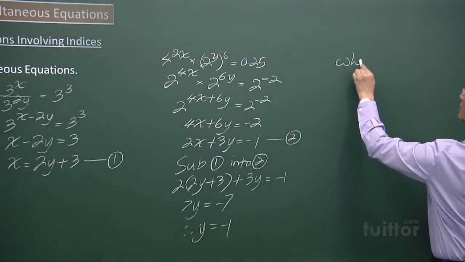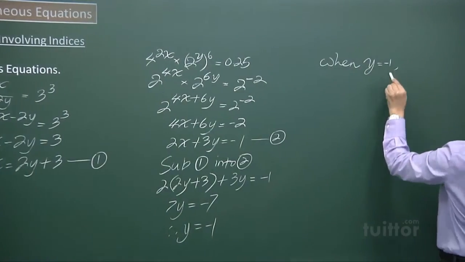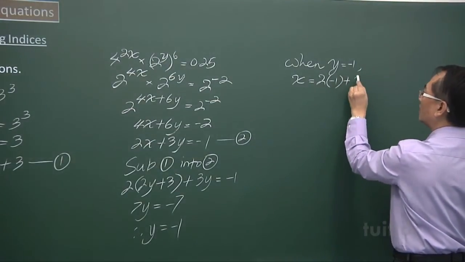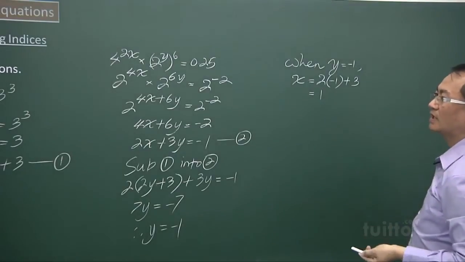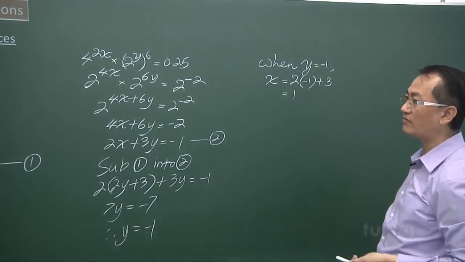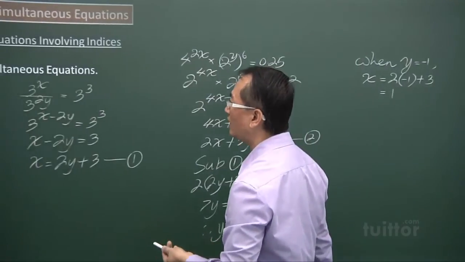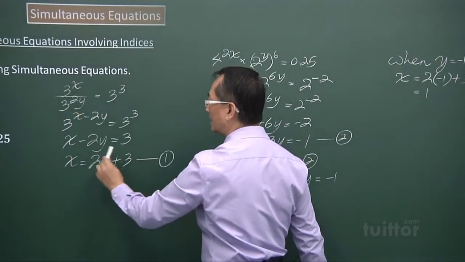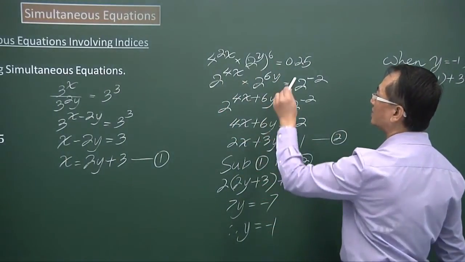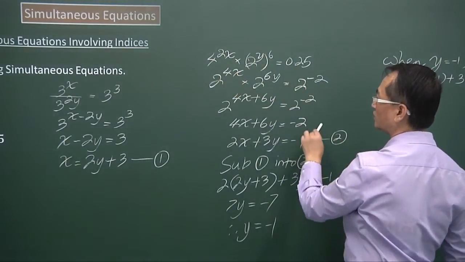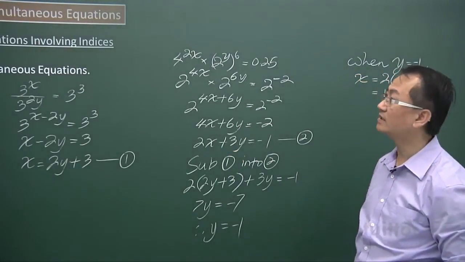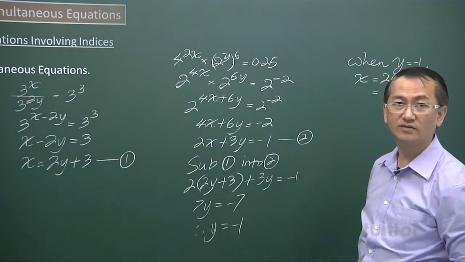So when y is equal to negative 1, the x value would be 2 times negative 1 plus 3. I have a 1. So this is the solution for the equations involving indices. You can see very clearly that from the start, we convert such an equation to a linear equation involving x and y. And also the other equation involving indices, we change to a linear form. That will be the easiest way to deal with such a question for the x and y values.